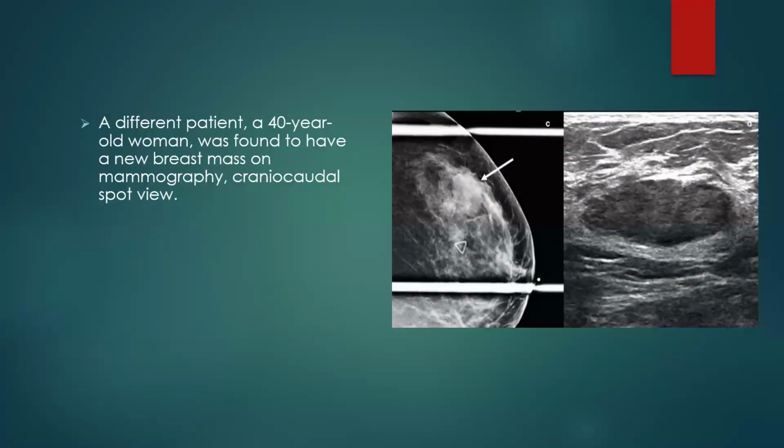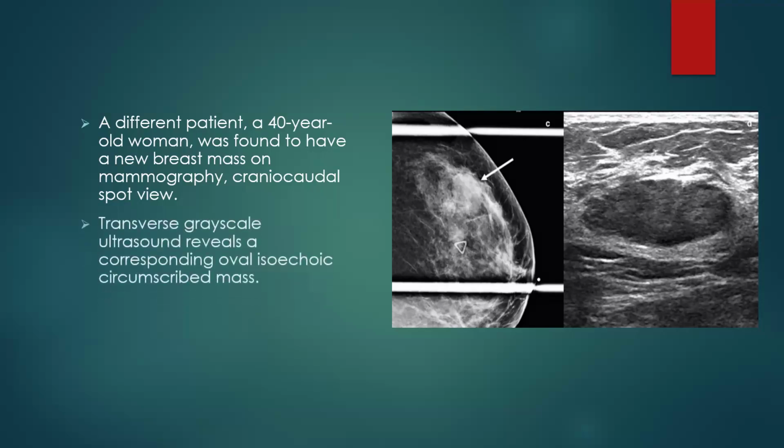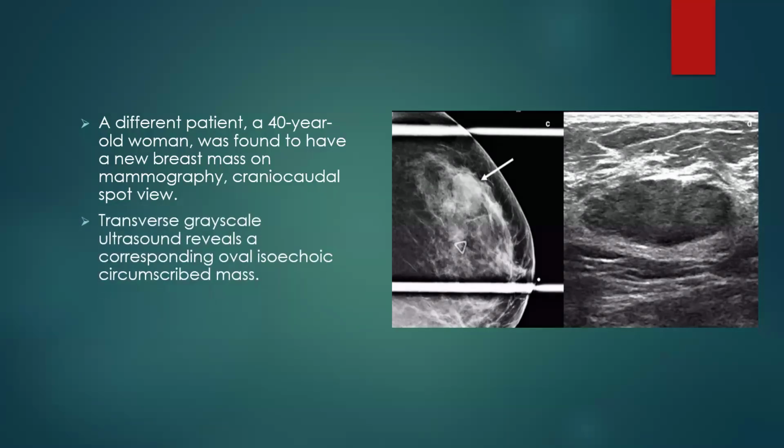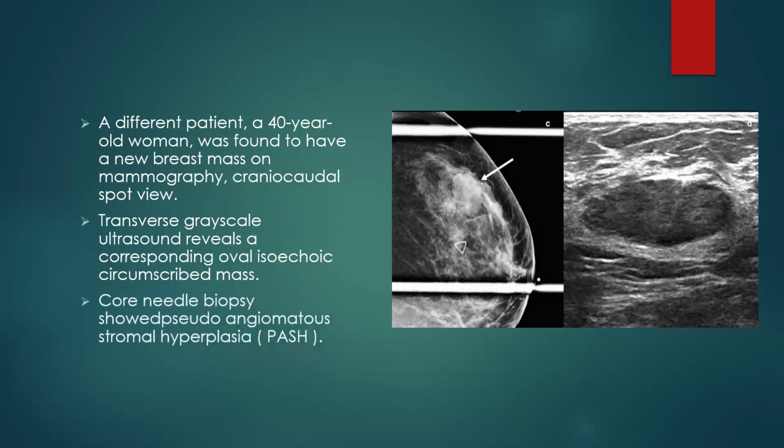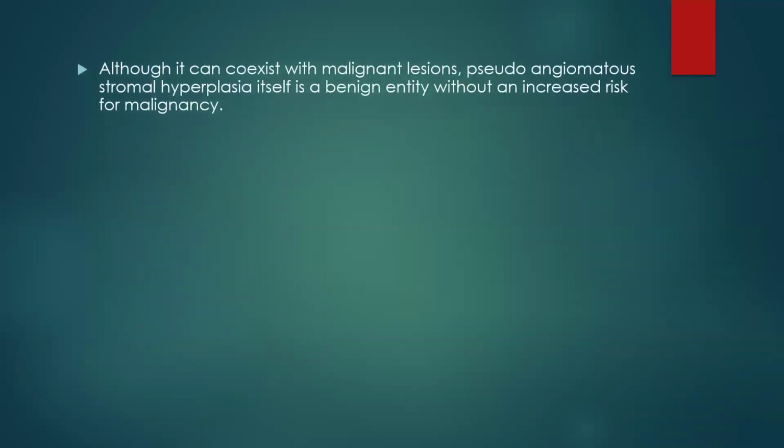A different patient, a 40-year-old woman, was found to have a new breast mass on mammography, craniocaudal spot view. When the ultrasound was done, it showed a corresponding oval isoechoic circumscribed mass in the area depicted by mammography. Core needle biopsy showed pseudoangiomatous stromal hyperplasia, or PASH.